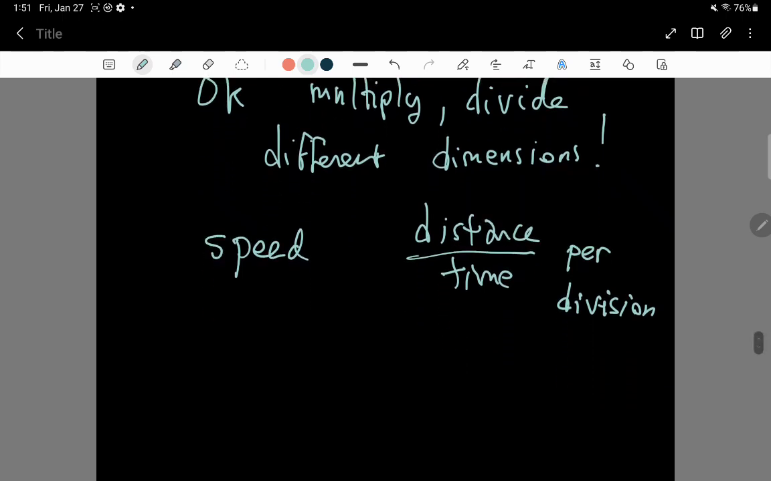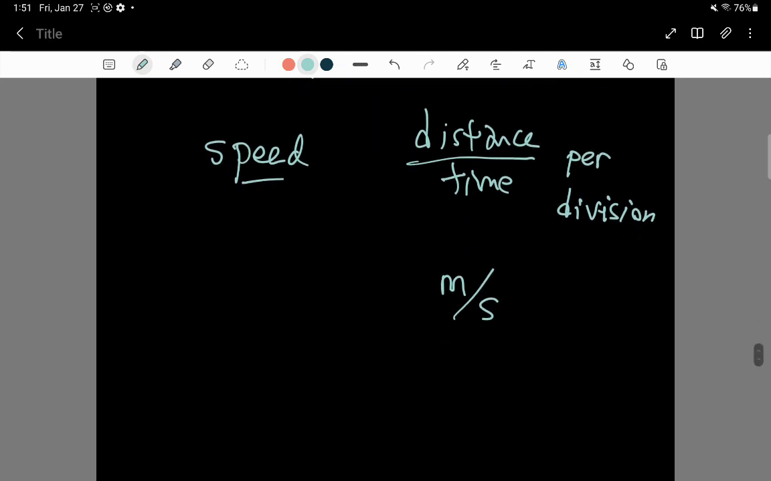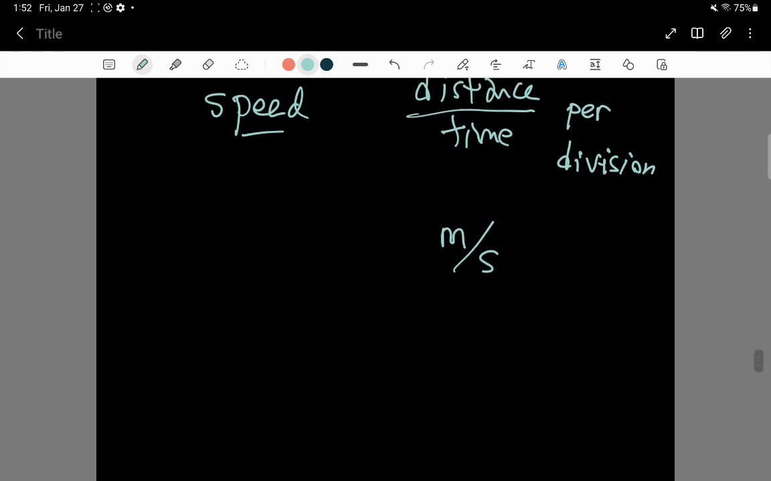And units that would be appropriate to talk about speeds are meters per second, as well as miles per hour or kilometers per minute, right? Sort of any distance unit divided by any time unit. Not only can you multiply and divide different dimensions, you can also multiply the same dimension.